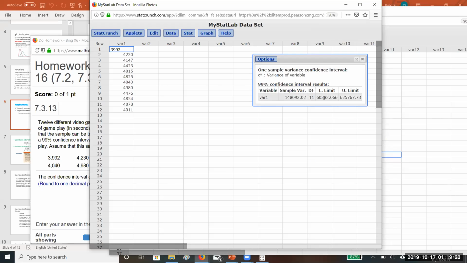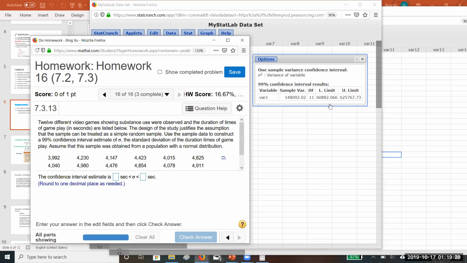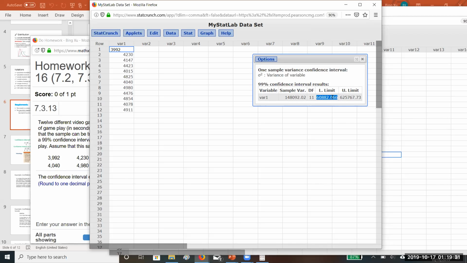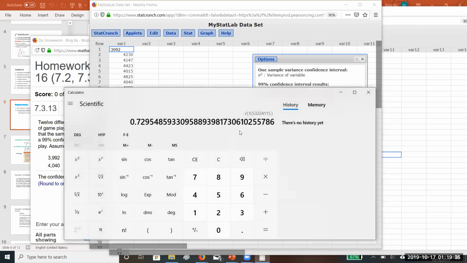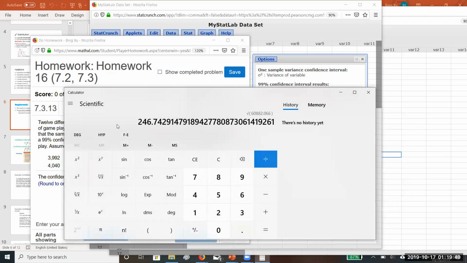But what you're given is the variance, and you want to find the standard deviation. So you have to take the square root of the lower and the upper. So clear this, paste this, and square root. That's the lower. To 1 decimal place, so 246.7.